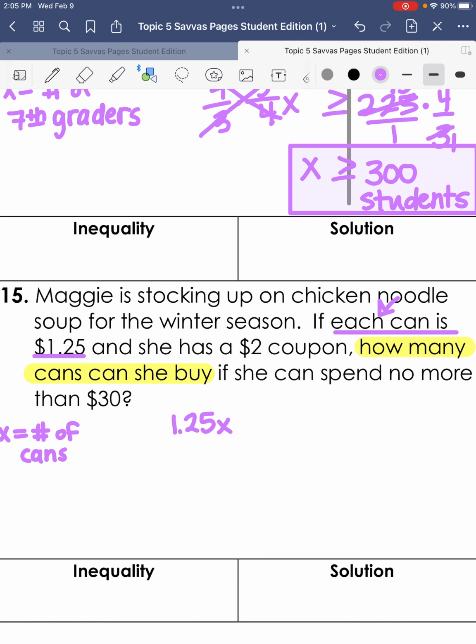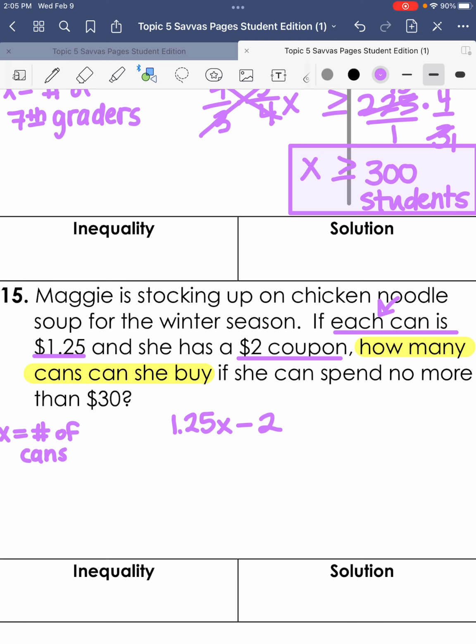Okay, well, what else is important? She has a $2 coupon. Well, what do you know about coupons? If you present a coupon at the grocery store, they take some of your total off, right? So it saves you money. So how do I represent that that coupon is saving her money? She's not having to pay as much. Well, I'm going to subtract. So minus 2.